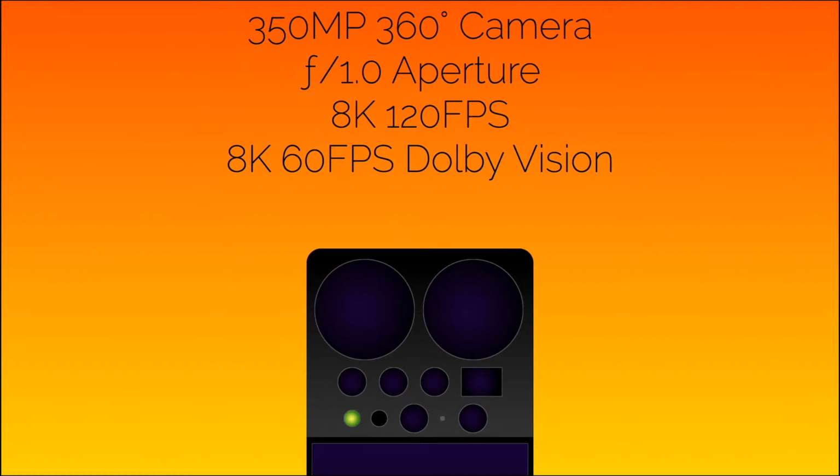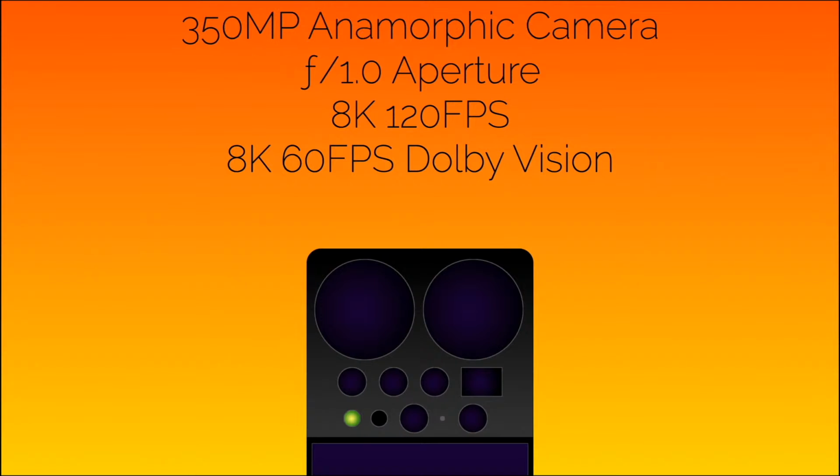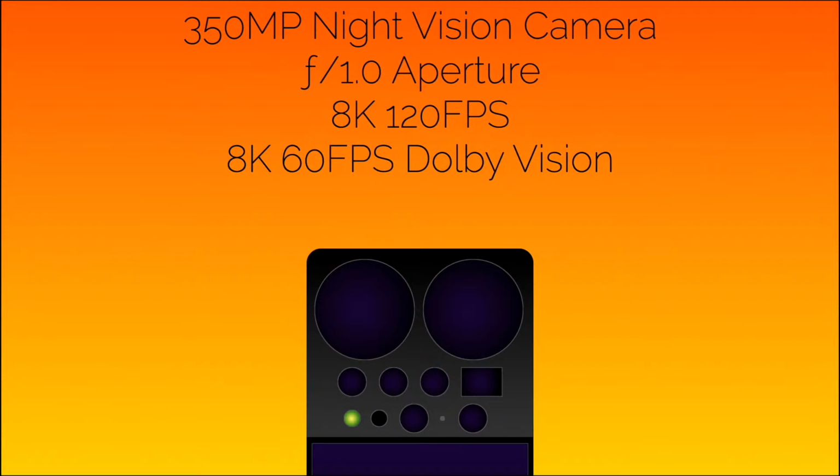60 FPS in Dolby Vision, an anamorphic camera with f1.0 aperture, 8K 120 FPS video, 8K 60 FPS Dolby Vision, a night vision camera, again, f1.0 aperture, 8K 120 FPS, and 8K 60 FPS Dolby Vision, and a microscope camera with f1.0 aperture, 8K 120 FPS, and 8K 60 FPS Dolby Vision.